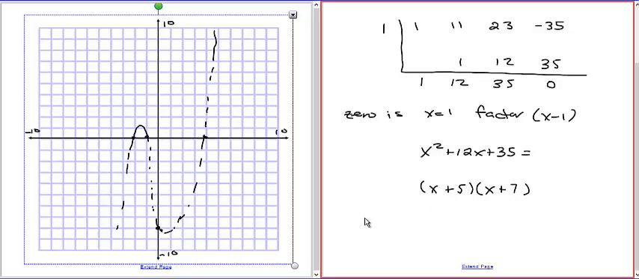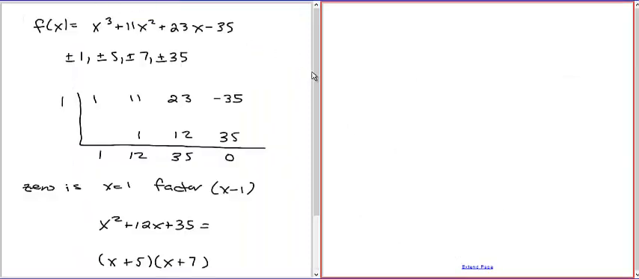Now because this is positive and this is positive, these have to both be positive. So what that says is we have two factors, x plus 5 and x plus 7, and we have zeros of x equals negative 5 and x equals negative 7. So our original function can be written in factored form as x minus 1 times x plus 5 times x plus 7.